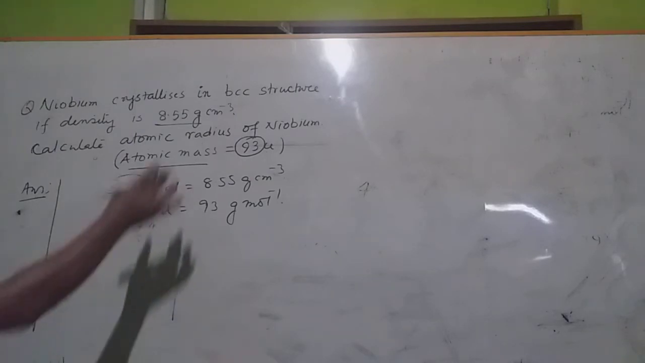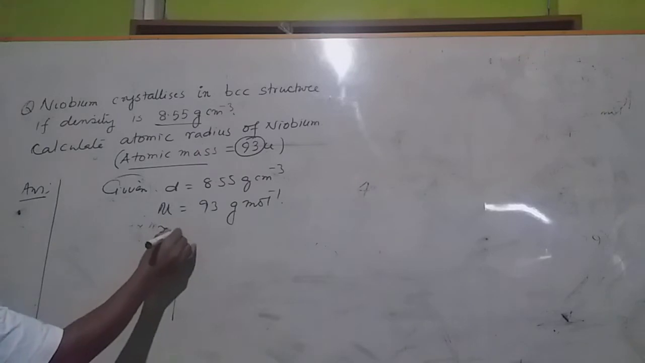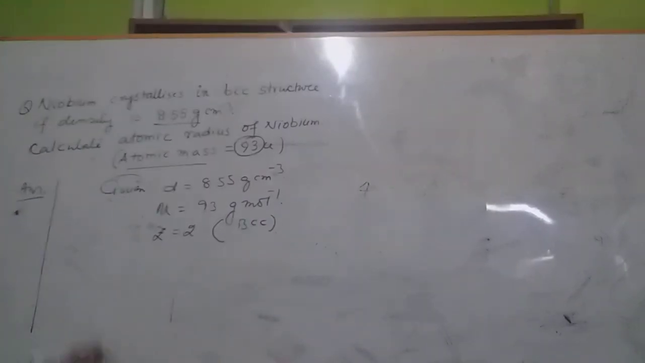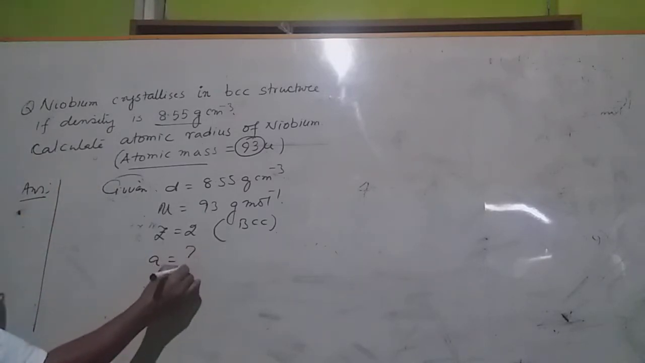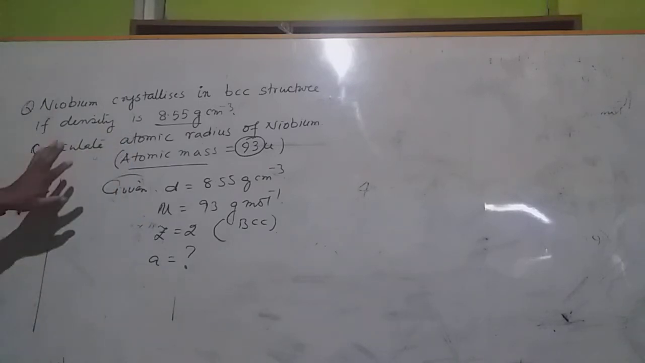Then now, what is the number of atoms per unit cell in BCC? That is the Z. What is the Z value? 2. That is for the BCC. Then now, here we are going to calculate the a. What is a? a is the side length. If we can calculate the side length, we can easily find out the radius of the niobium.